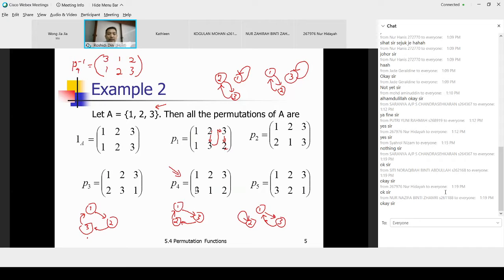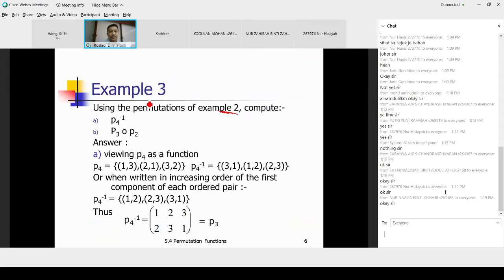When we inverse, we change the position like this. Once we have these values, we rearrange the position, 3, 1, 2, back to the actual order, 1, 2, 3. So 1 maps to 2, 2 maps to 3, 3 maps to 1. Actually, once we inverse P4, it will be P3, sorry, P3, not P5. So we inverse P4, one step back, and it will be P3. That's the idea of inverse. When we inverse P4, we change the position and it looks like P3.